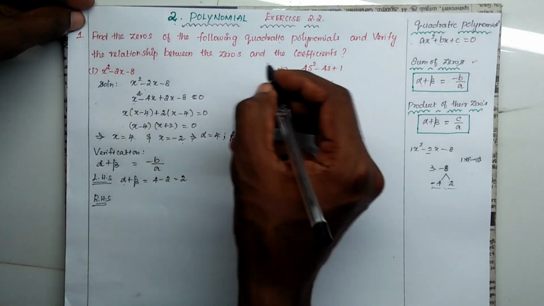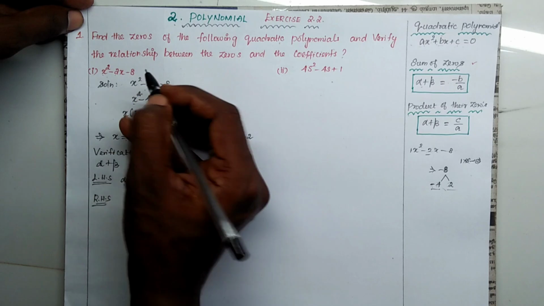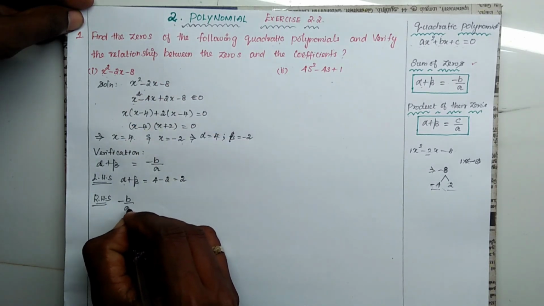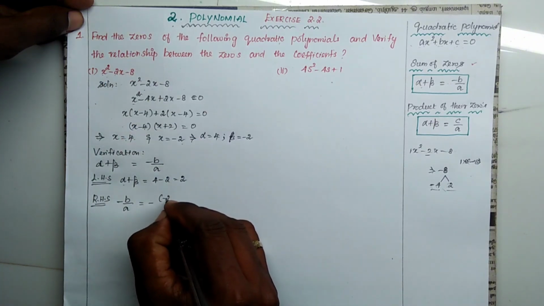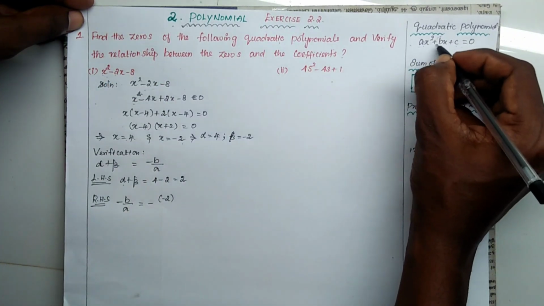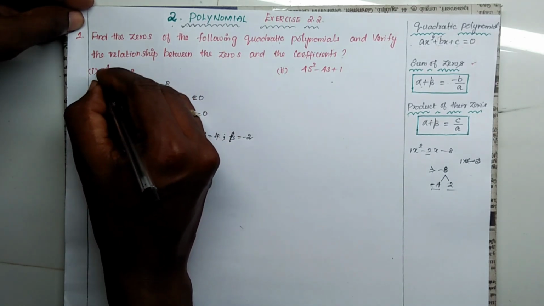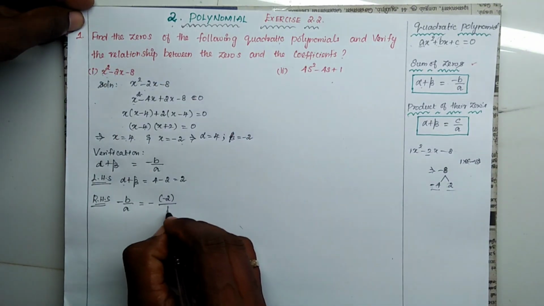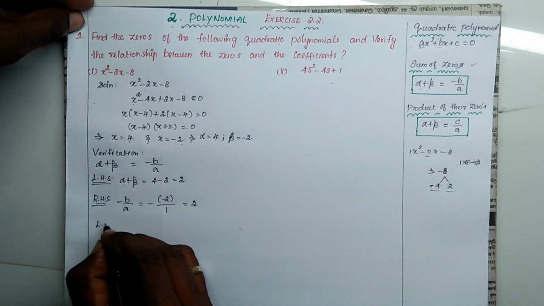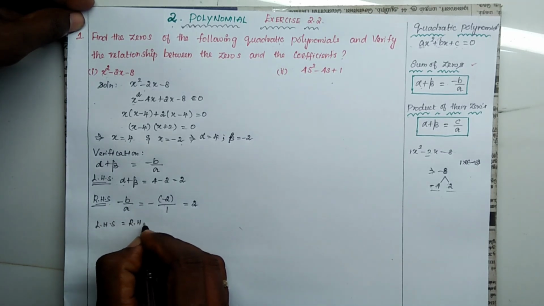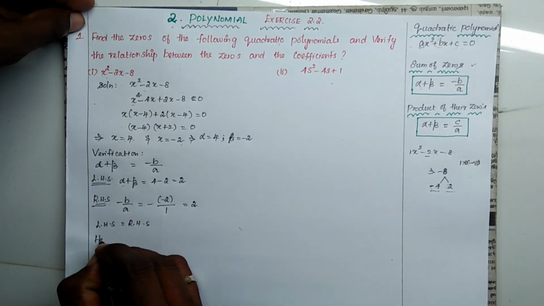Now we are going to find the RHS as per minus b by a. Here we compare this equation with ax square plus bx plus c. So minus b divided by a: b is the coefficient of x, which is minus 2, and the coefficient of x square is a, which is 1. So minus into minus will become plus 2. So we are getting LHS is equal to RHS. Hence the relationship between zeros and coefficients is verified.